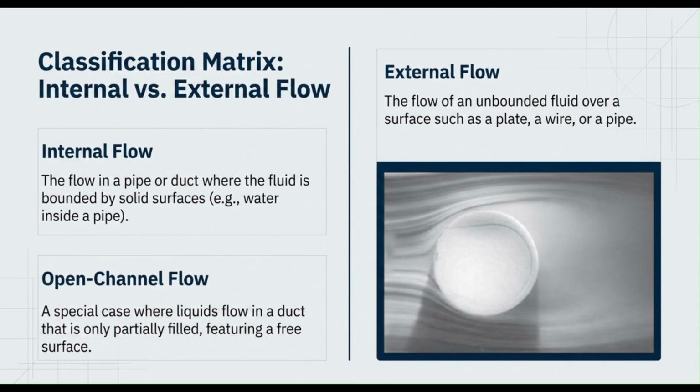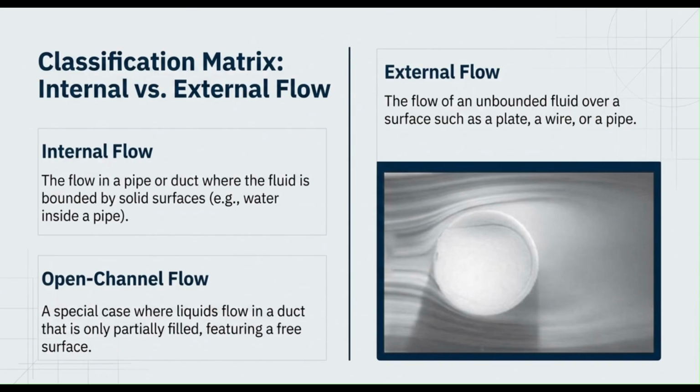Another small classification is internal versus external flow. Internal flow occurs when fluid is completely bounded by solid surfaces. For example, flow through a pipe or a duct is an internal flow. In internal flow, wall effects are very important because the fluid is surrounded by boundaries. Open channel flow is a special case. Here, liquid flows in a partially filled channel and has a free surface. Examples include rivers, canals, and drainage channels.